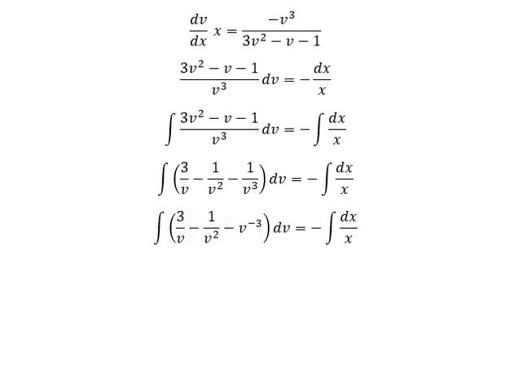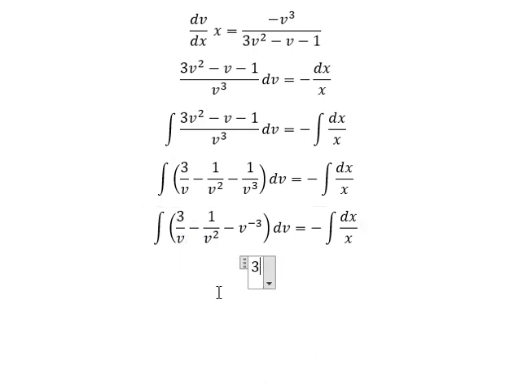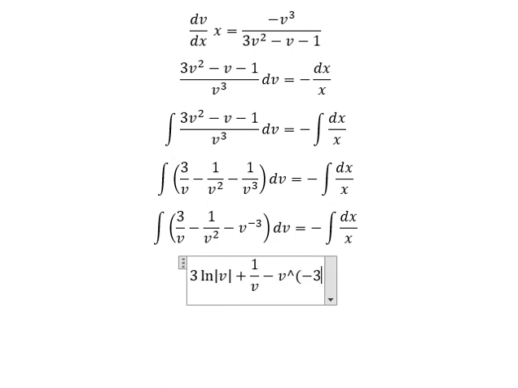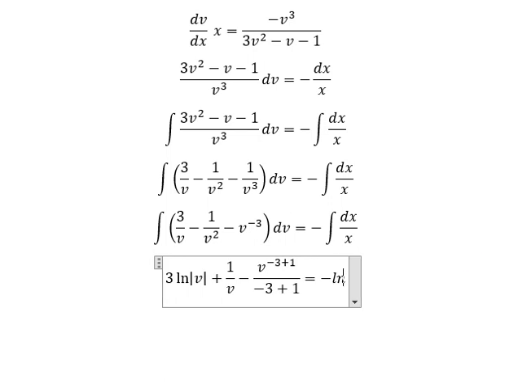And now we have the final answer. The integration of this one, we have number 3 ln of the absolute value of v. The integration of this one, we have positive 1 over v. And the next one is negative number 3 plus 1 over negative number 3 plus 1. This one, we have negative ln of the absolute value of x.